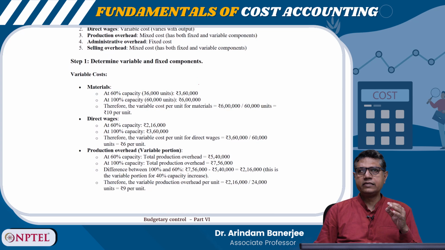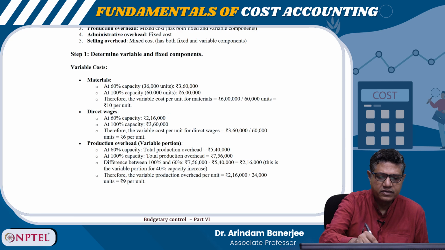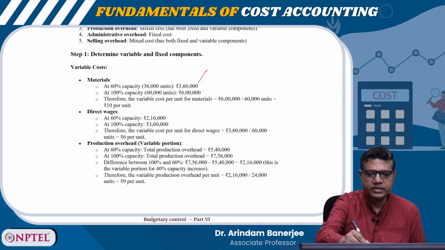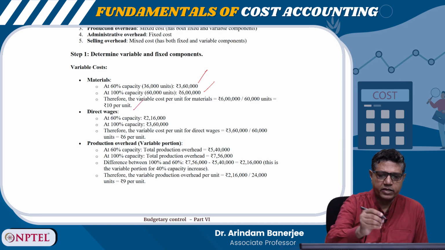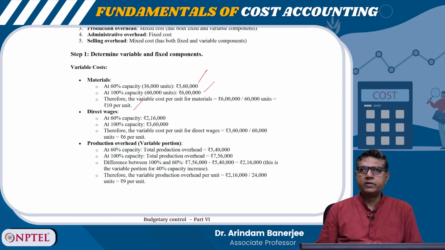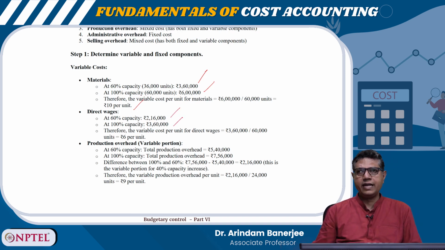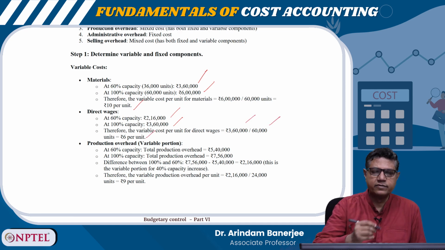So material at 60% capacity, 36,000 units, it is 3 lakh 60. At 100% capacity, it will be 6 lakh, right. Therefore, variable cost per unit is 6 lakh by 60,000 units, so rupees 10 per unit. Direct wages at 60% capacity, 2 lakh 16, at 100% capacity it will proportionately increase, so 3 lakh 60. Therefore, variable cost per unit for wages is 3 lakh 60 by 60,000, 6 per unit.